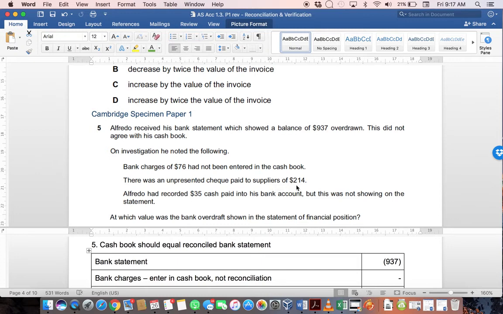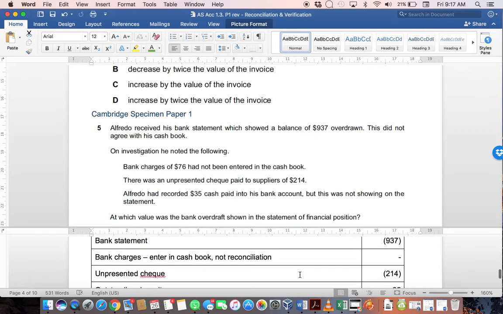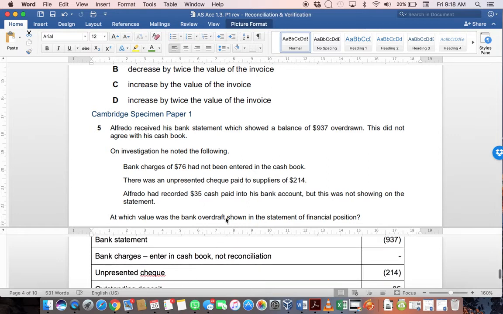There was an unpresented check paid to suppliers of $214. So if we made a payment that hasn't yet been cashed at the bank, we do need to show that as an unpresented payment, and we would subtract it from our bank statement balance. So that's why we're going to say minus 214. Alfredo had recorded $35 cash paid into his bank account, but this was not showing on the statement.